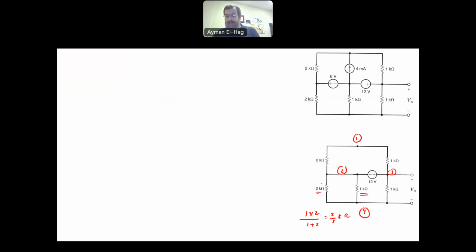Now let me redraw the circuit. We will have here 3 kilo ohm, 2 kilo ohm, and then here we have not 2 kilo, this is 2 over 3 kilo. This is the resultant resistance. And this is the 12 volt source. I'm interested in calculating the voltage across the 1 kilo ohm resistance, and here is the polarity of V03.